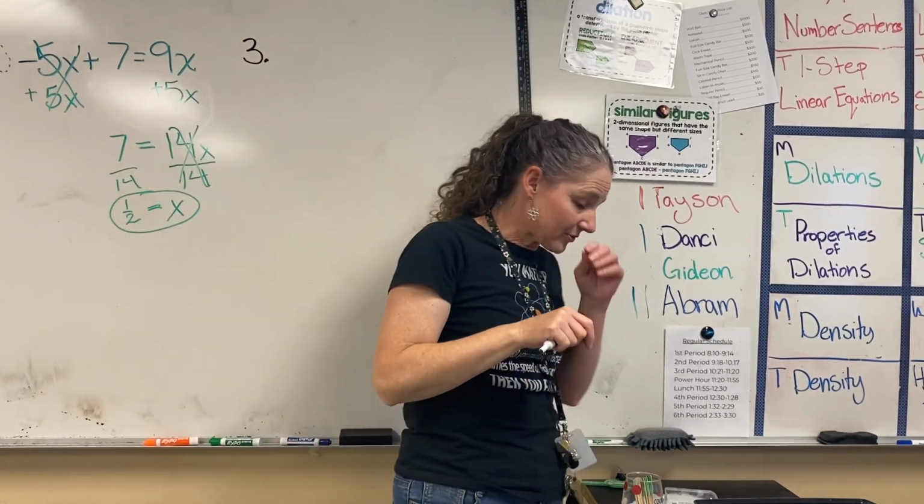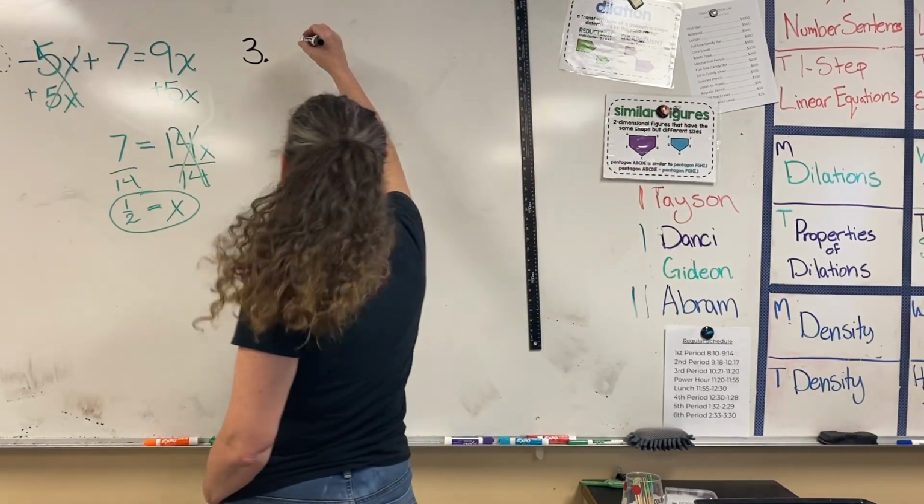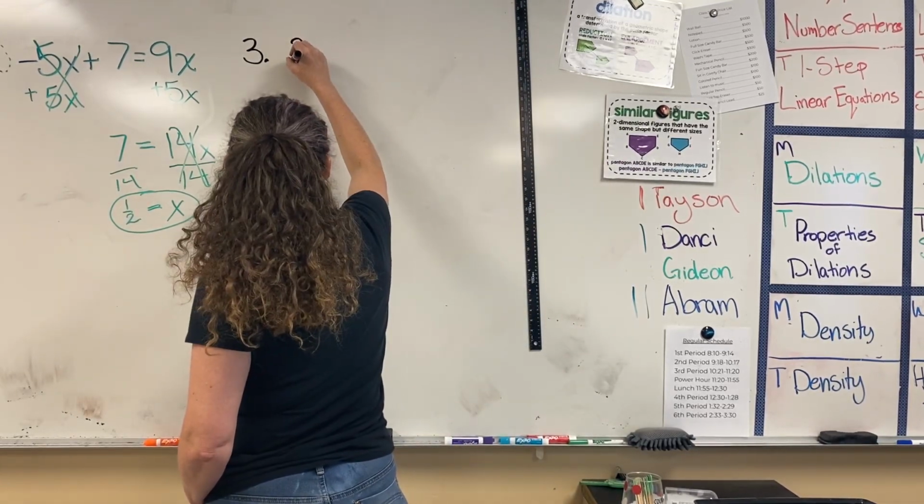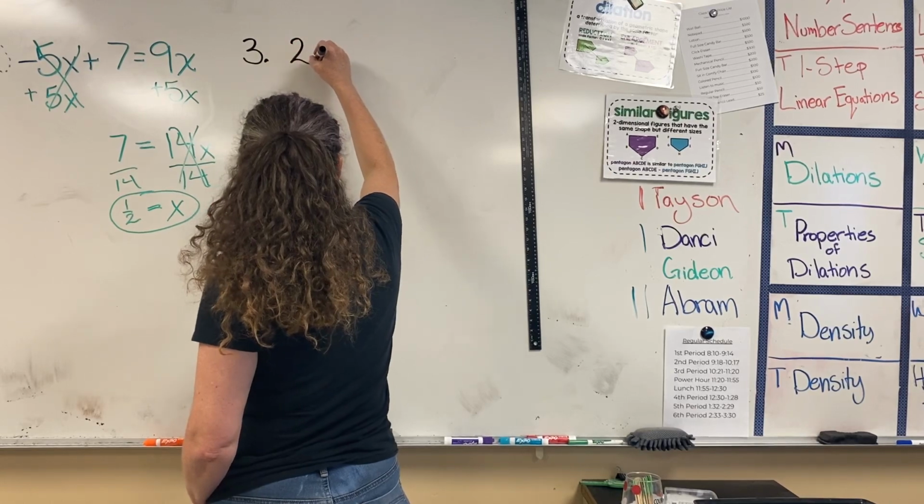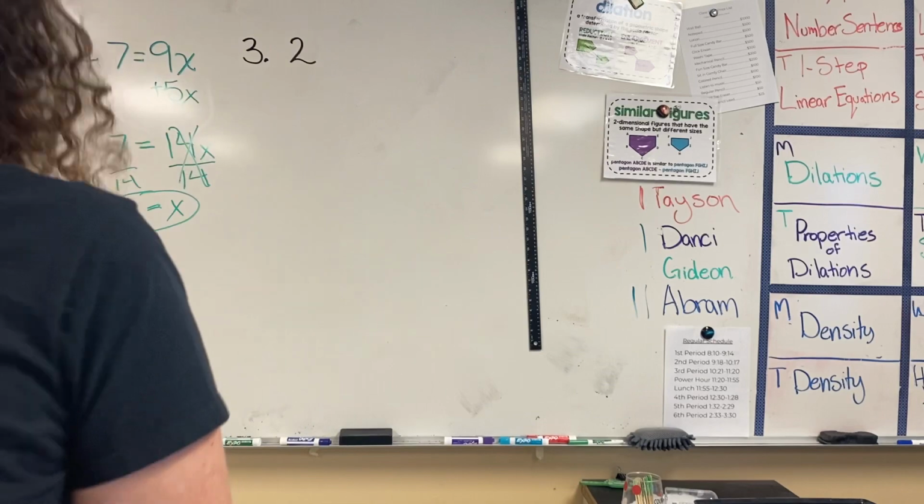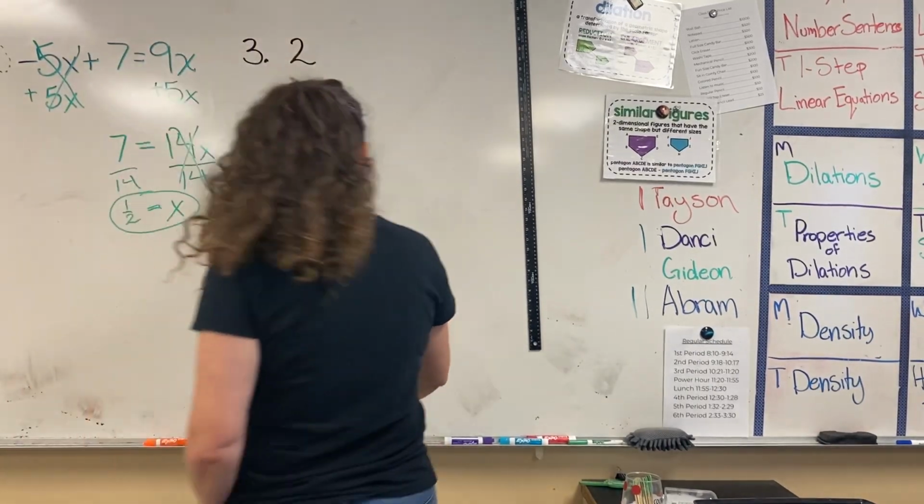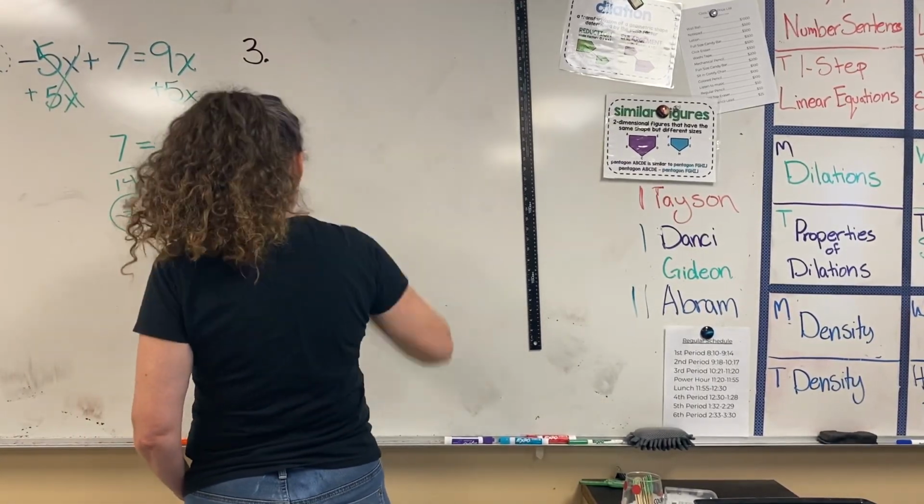I don't know what 3 looks like. Who can help me out? It kind of looks like a sideways W. 8x minus 5.